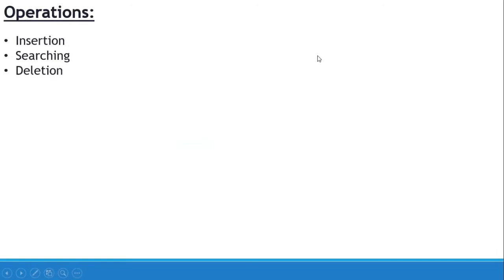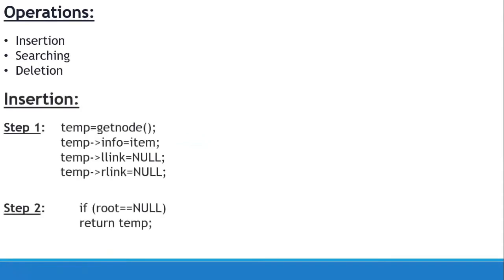In this video, we will be seeing the operations performed on a binary search tree. First one, insertion, second, searching, and deletion. Insertion is to insert an item into a binary search tree. Searching is to search for a specific item in a tree, and deletion is to delete a node from a given tree. So first we'll see what is insertion.